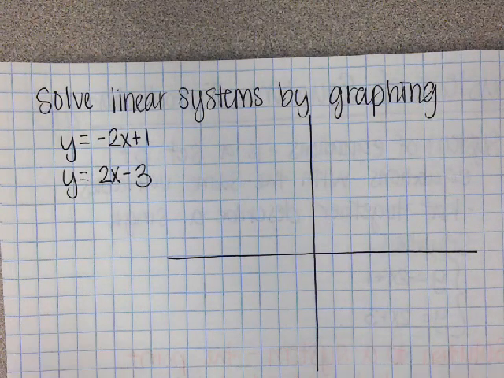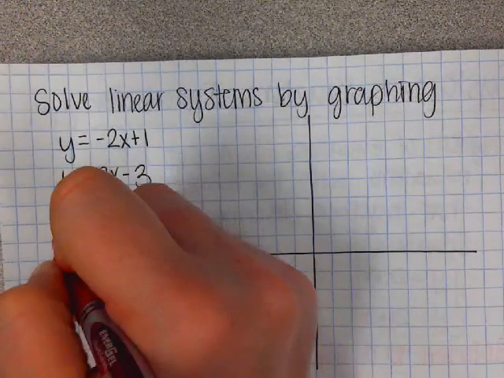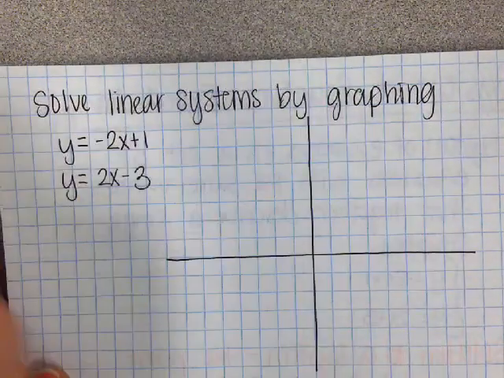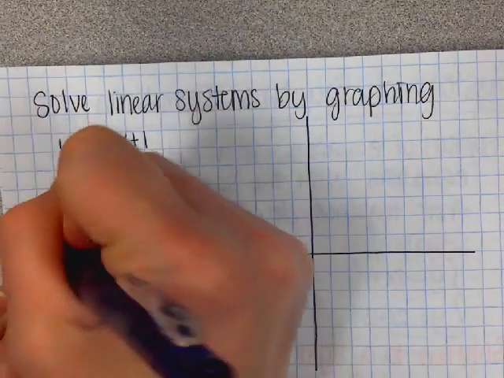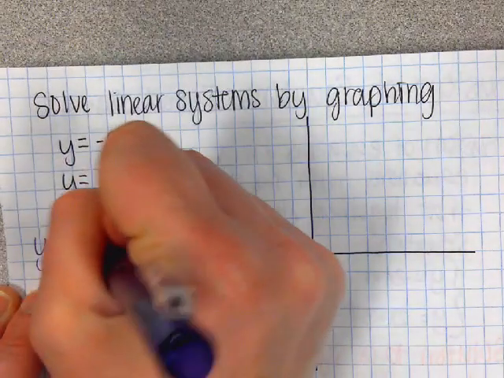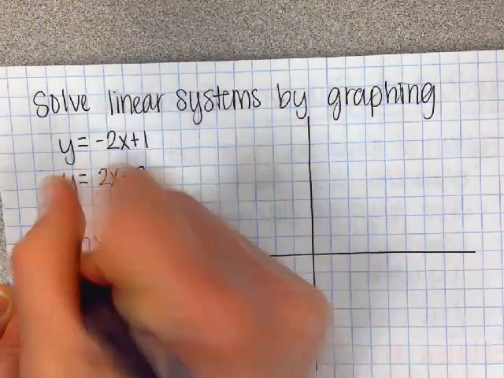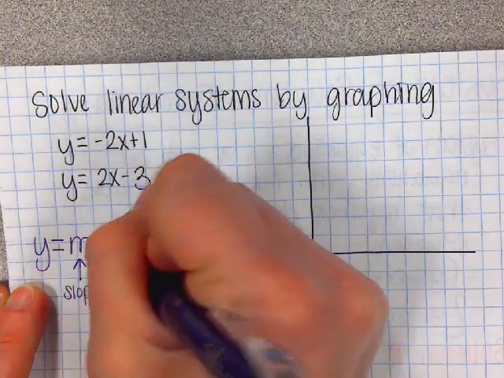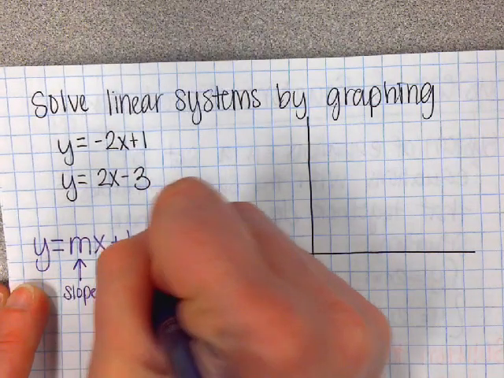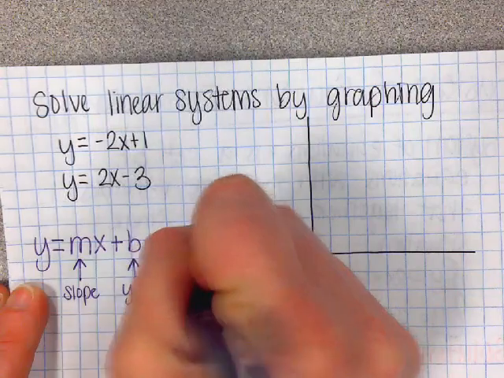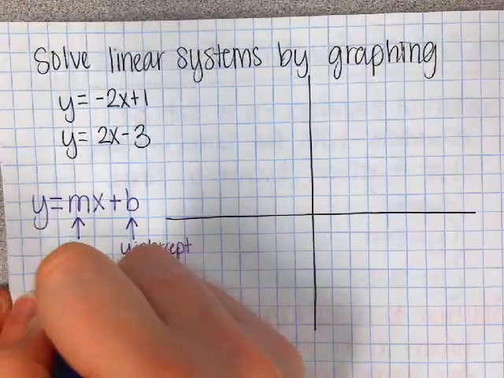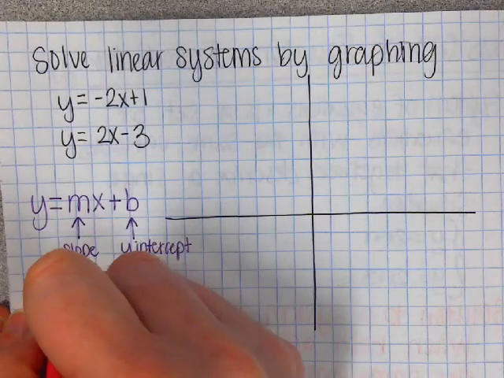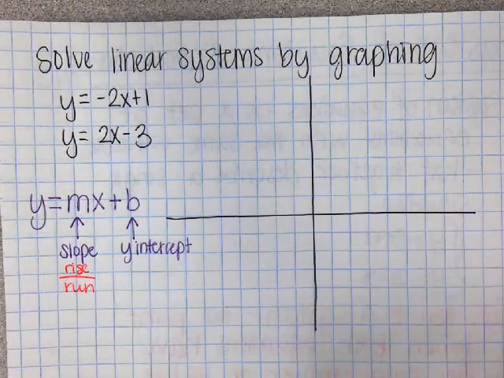Remember, for equations of lines, you have y equals mx plus b. Remember, the m is the slope, and the b is the y-intercept. And remember, your slope is always rise over run.